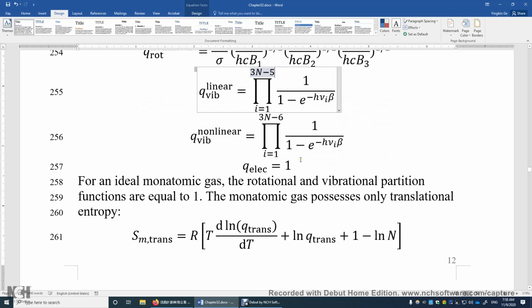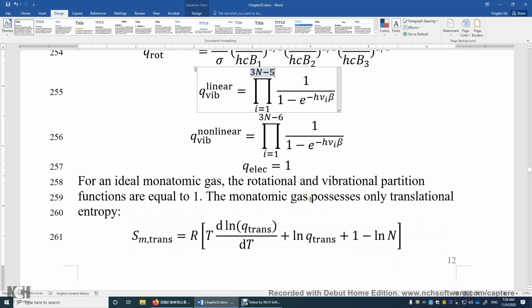And we're assuming the entropy of the perfect oxygen crystal at 0 K is just 0. It's not R times Ln 3, it's just 0. For an ideal monatomic gas, we do not have rotational or vibrational motions. So we say the partition functions of these non-existing rotations and non-existing vibrations are simply 1. We just neglect the rotational entropy and vibrational entropy for atoms. They do not exist. So the monatomic gas possesses only translational entropy.